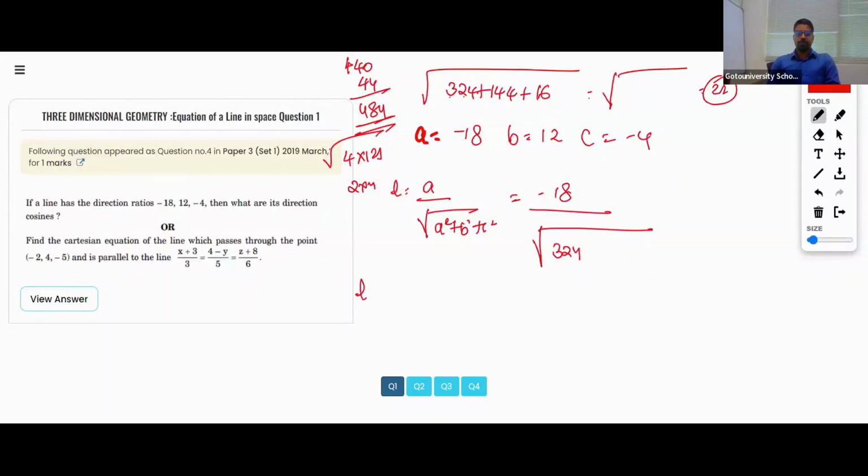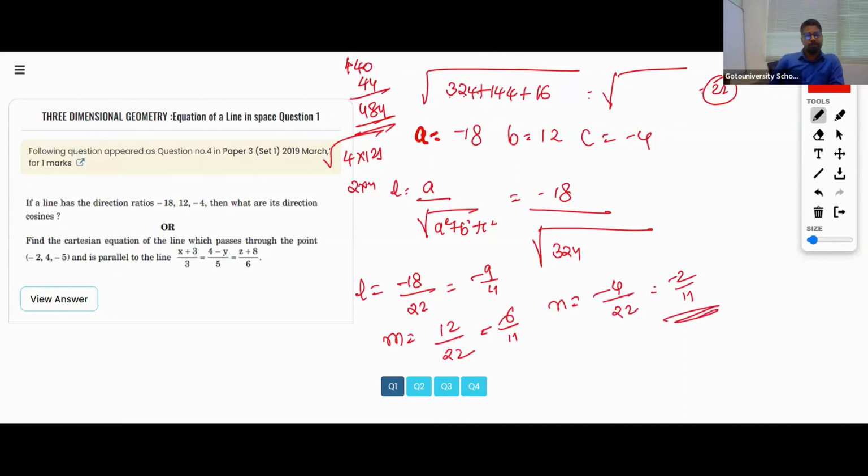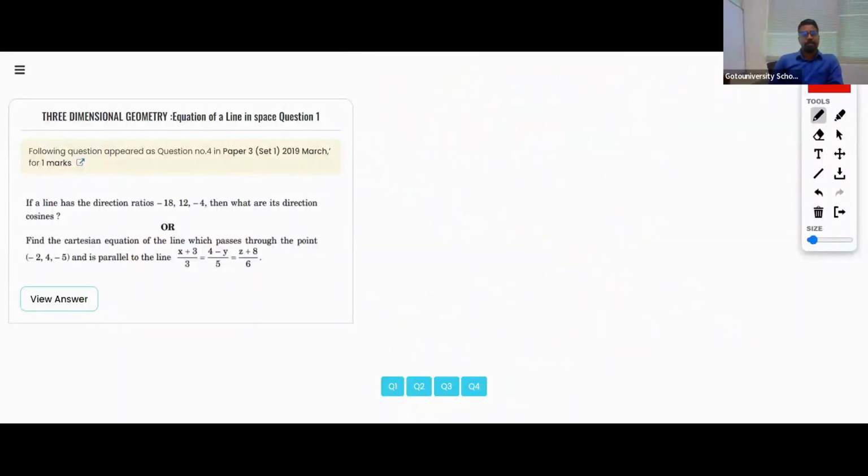Okay, so our L will be now minus 18 by 22, which is minus 9 by 11, and M is going to be 12 by 22, which is 6 by 11, and N is going to be minus 4 by 22, which is minus 2 by 11. These are our direction cosines. Okay, so what is the second question? Can you see? The second question is find the Cartesian equation of the line which passes through the point minus 2, 4, 5 and is parallel to this line.